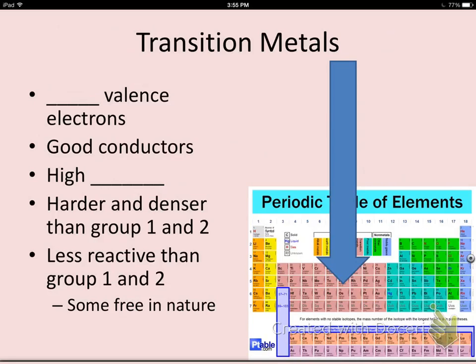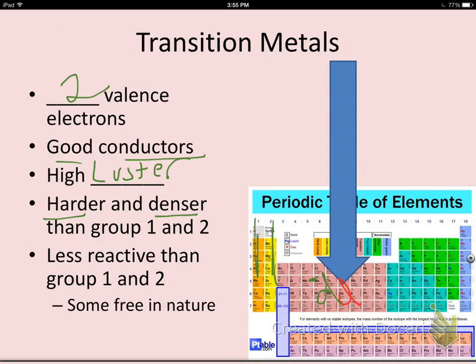When we look at the whole D block, we have the transition metals. And remember, because these D electrons are adding inside, they too also have 2 valence electrons. They also are good conductors. They have high luster, or shininess.